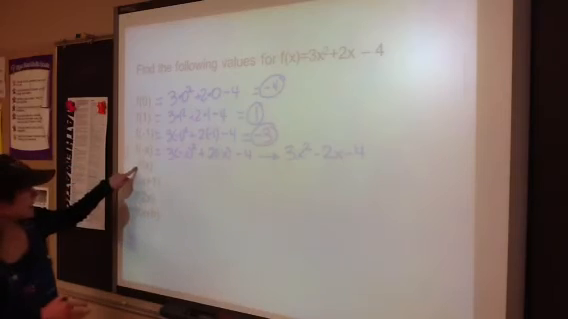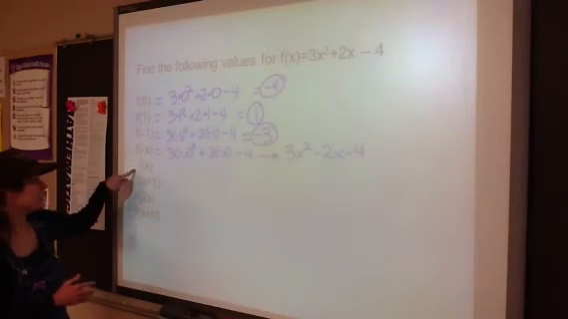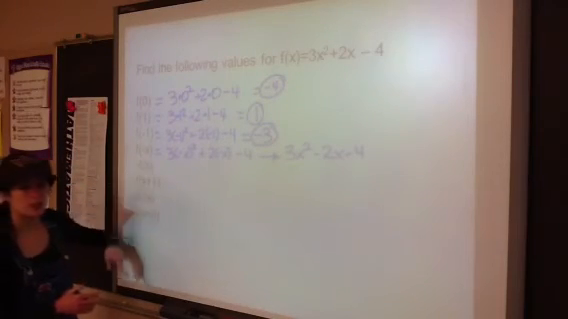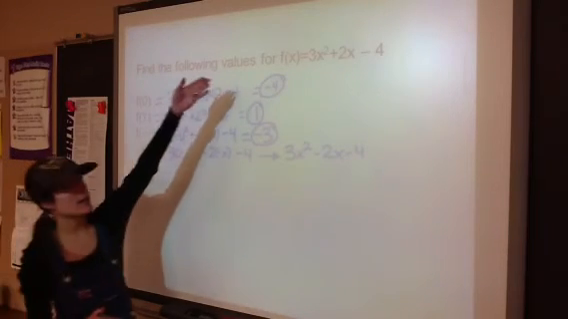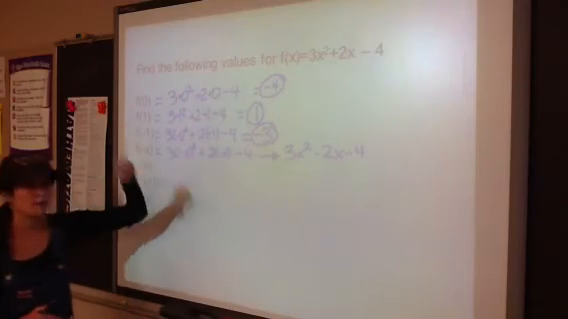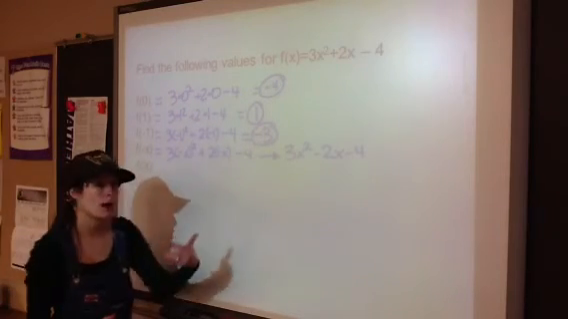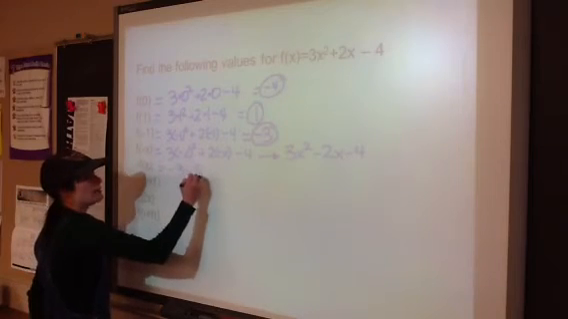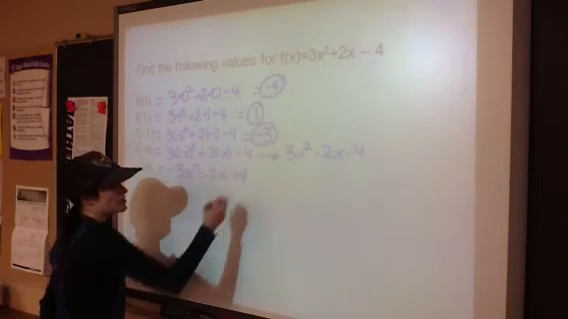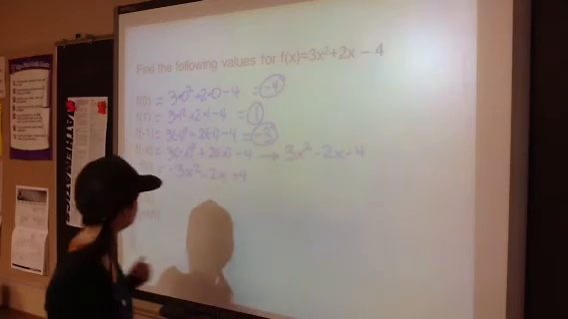This one has a little negative symbol out in front. As negative and then f of x. What does it want us to do? It wants you to take the whole function and multiply it by a -1. So if I multiply it by a -1, I get -3x squared minus 2x plus 4. So basically all your signs changed.